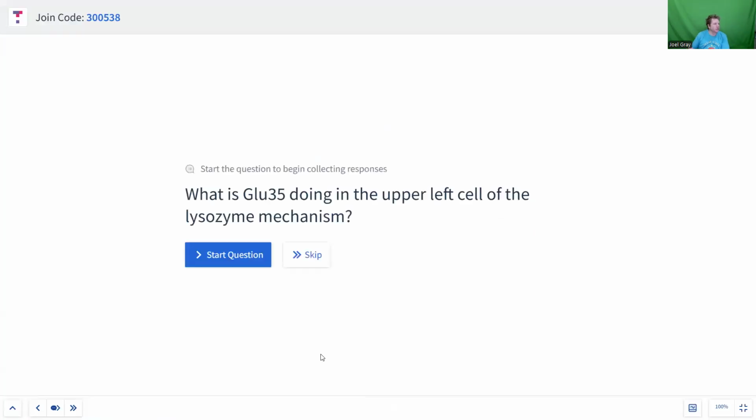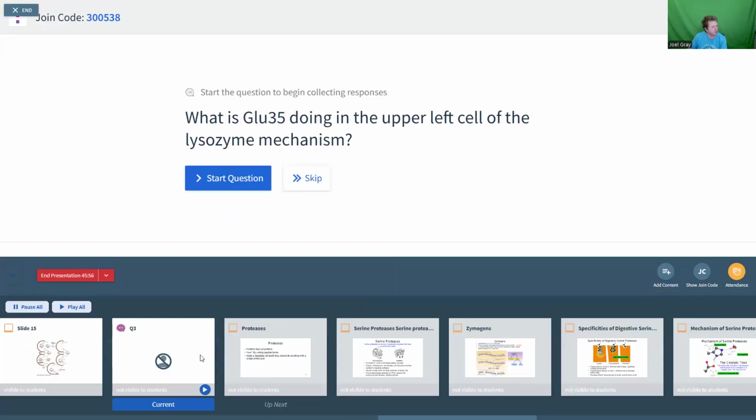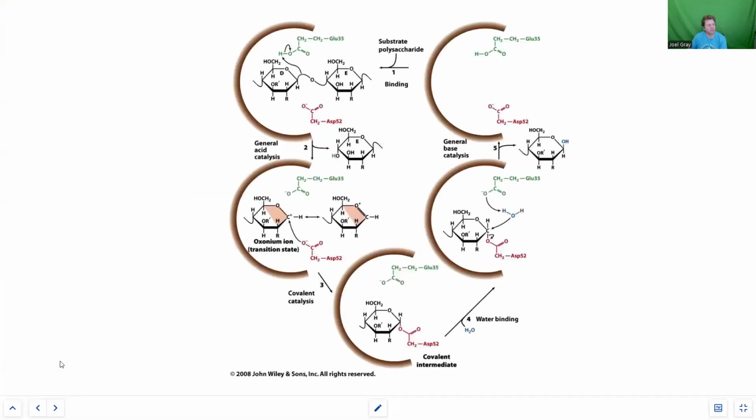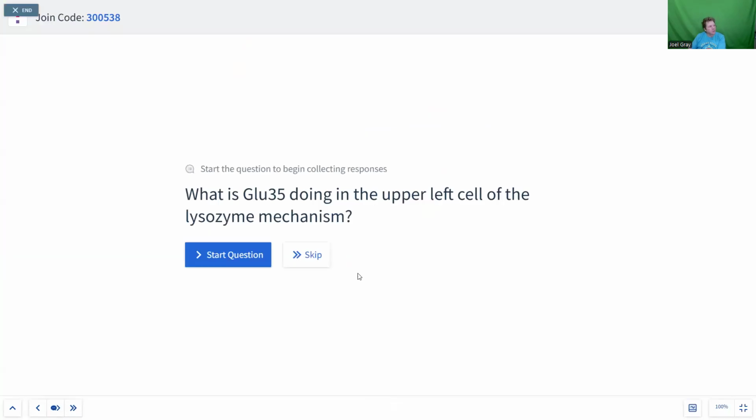Now, we've got another question here. This is going back to our lysozyme mechanism. So actually, I'm going to jump back and look at this again for a second. So the question is about glutamic acid 35. Now, look at it and think about its kind of life cycle. How does it start? How does it end? Well, it's protonated, then it's deprotonated, then it's protonated again. Now let's go look at our question. Our question is, what is glutamic acid or GLU35 doing in the upper left cell of the lysozyme mechanism?